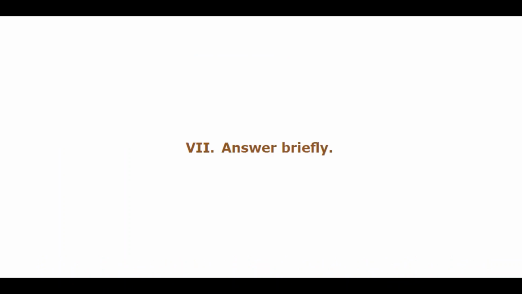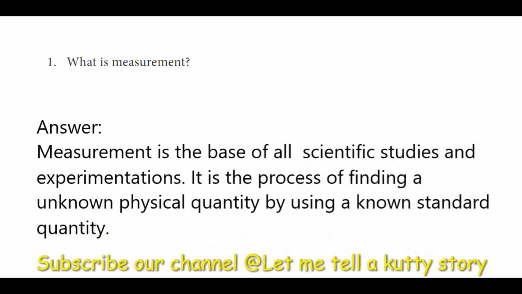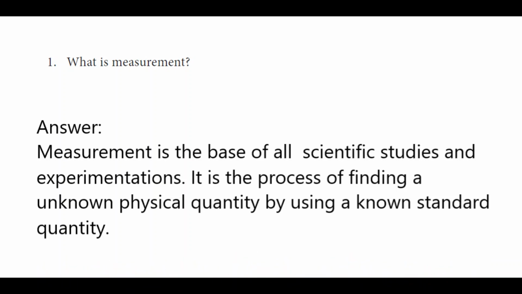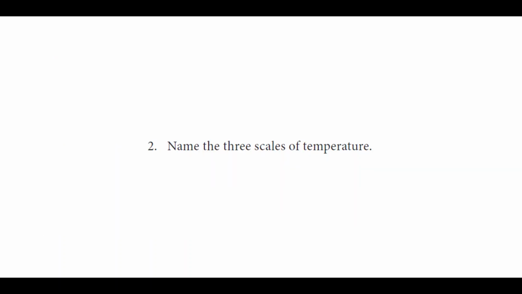The seventh part is answer briefly. The first question, what is measurement? You have to write sentences explaining what is measurement. The answer I have given here. Measurement is the base of all scientific studies and experimentations. It is the process of finding an unknown physical quantity by using a known standard quantity. This is called measurement.